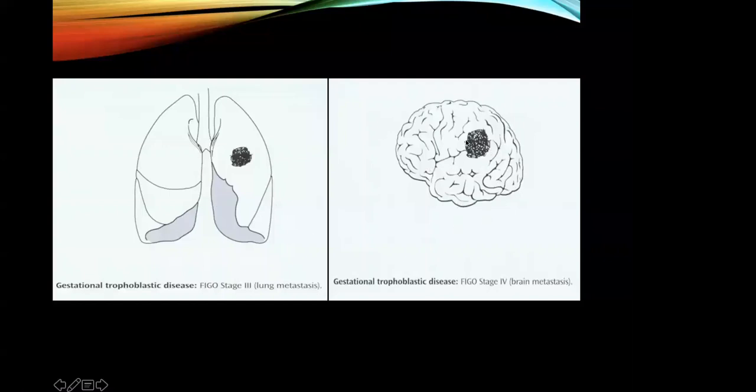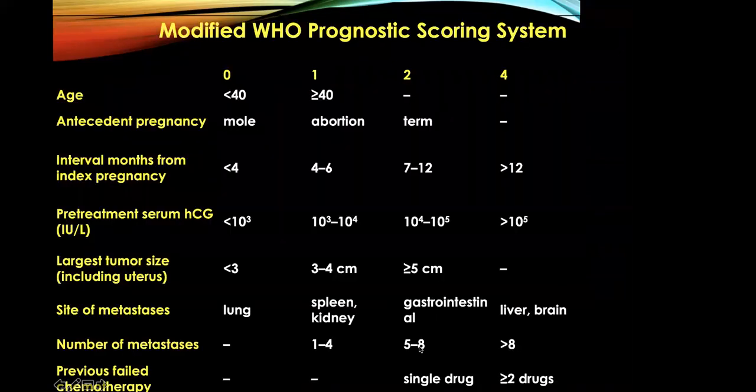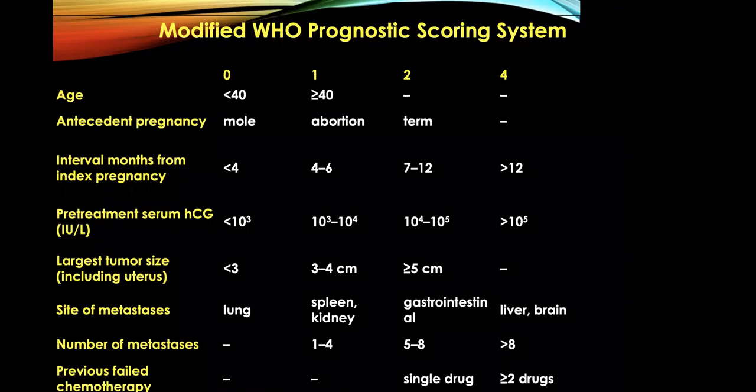And stage 4, it has gone into the brain, kidneys, and other organs, metastasis. Now, the prognostic scoring system. We will be classifying the GTN into low risk and high risk depending upon these prognostic factors. If you have a patient of GTN, a high level of beta-HCG titer, and she has a snowstorm appearance, there is a color Doppler which tells you the beta-HCG has a very high level, more than 1 lakh milli international units per ml.